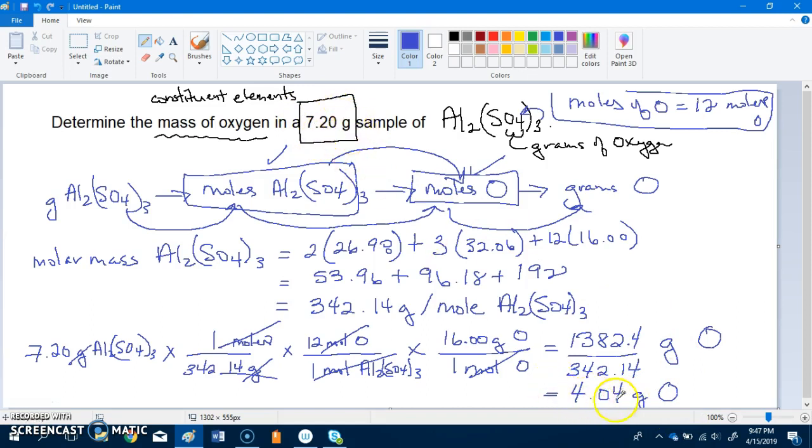And I always like to go back and look and see if that makes sense. This should be a smaller mass than the total mass of the sample, and that is true. So 4.04 grams of oxygen are in a 7.20 gram sample of aluminum sulfate.